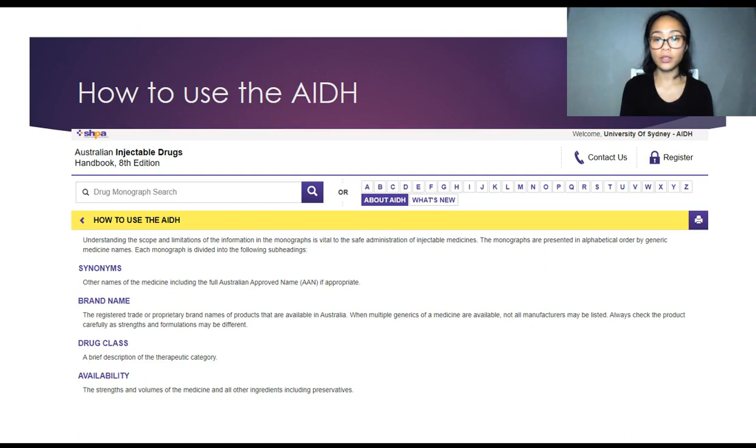This book will also tell you what you can't mix the medication with, so incompatible fluids, and what it can be mixed with, so compatible fluids. This will make much more sense once you do it. Please don't be intimidated by it.